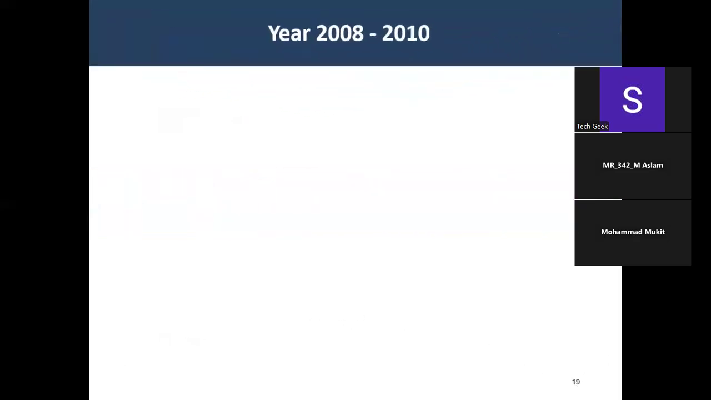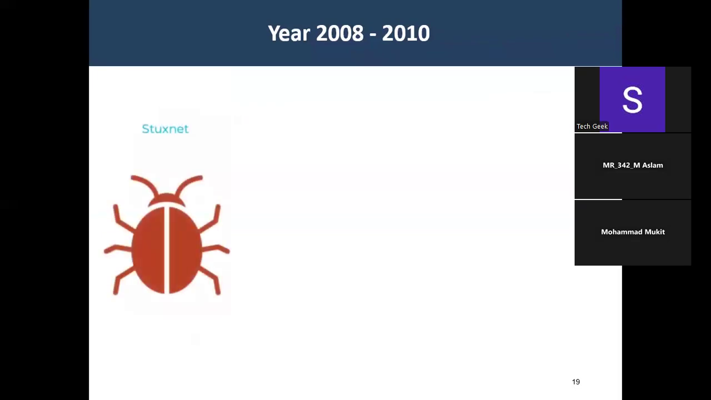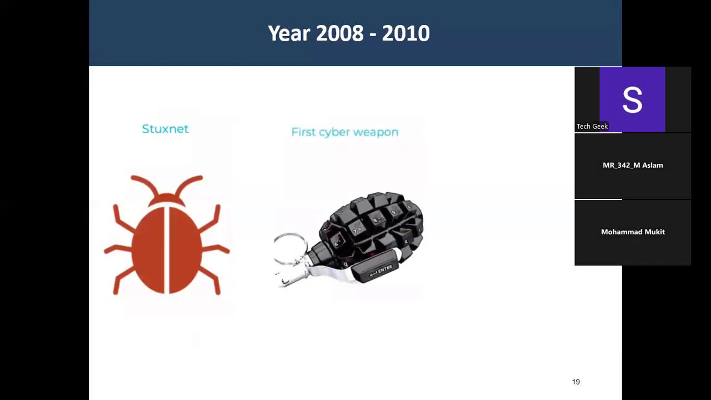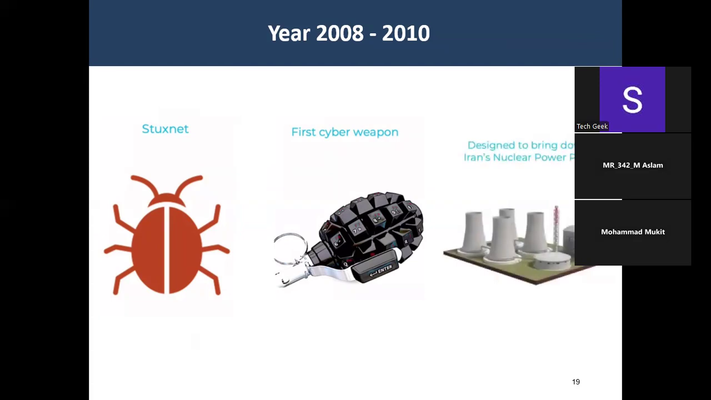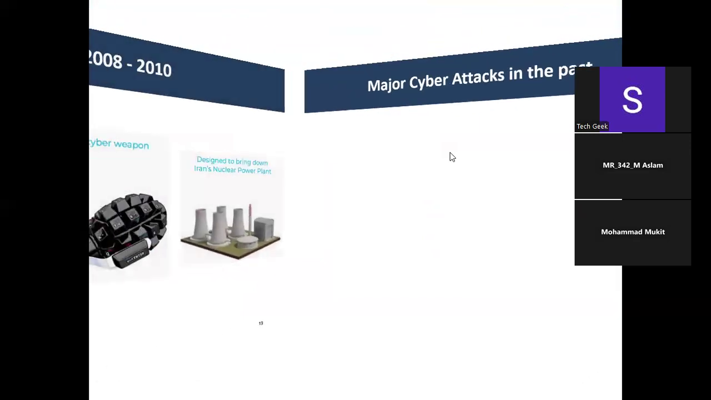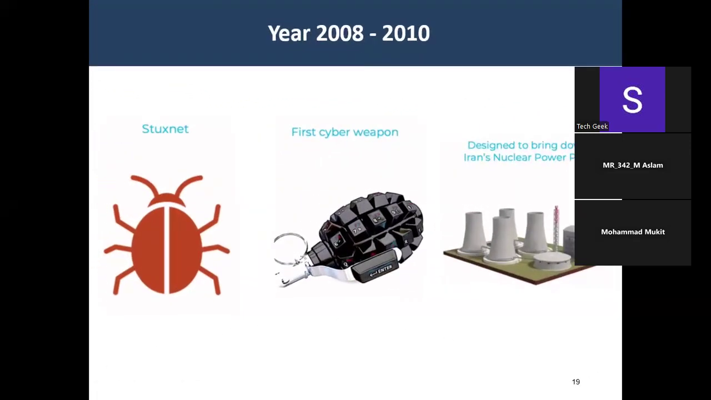If I tell you that in the past, around 2008 to 2010, there was a malware called Stuxnet. Most people consider it the first cyber weapon, designed to bring down Iran's nuclear power plant, built by America and Israel together. They tried to shut it down. Did it work? Yes, it worked, by using PLCs, and different types of PLCs were affected.